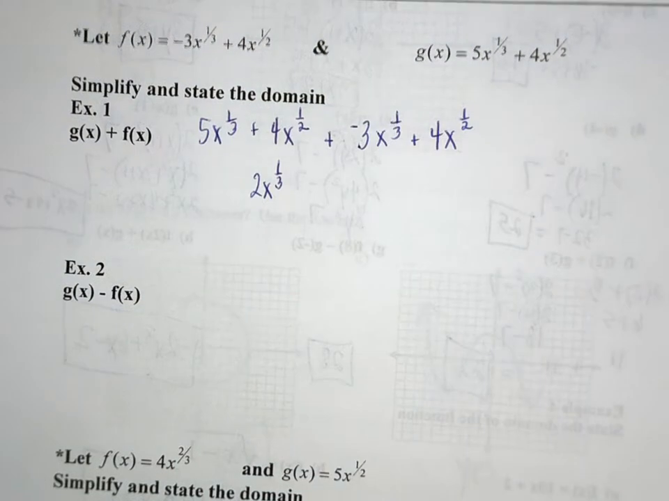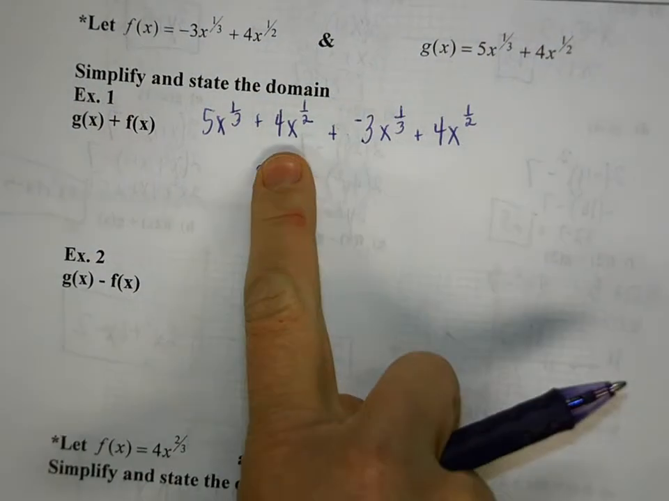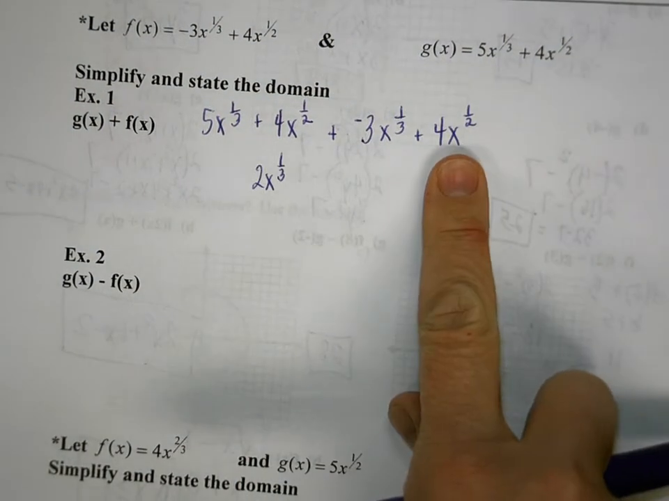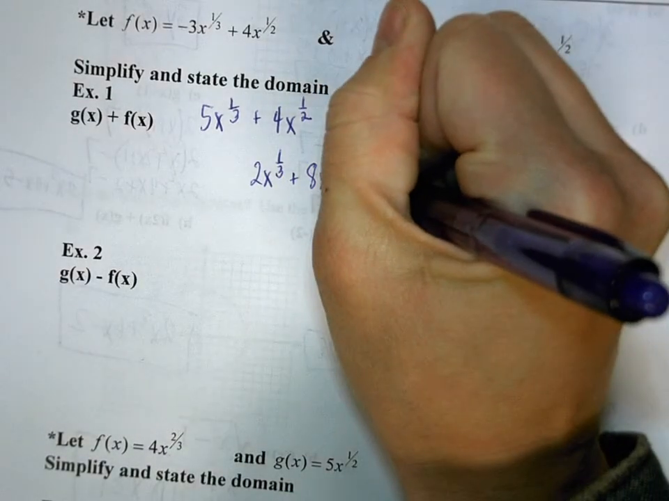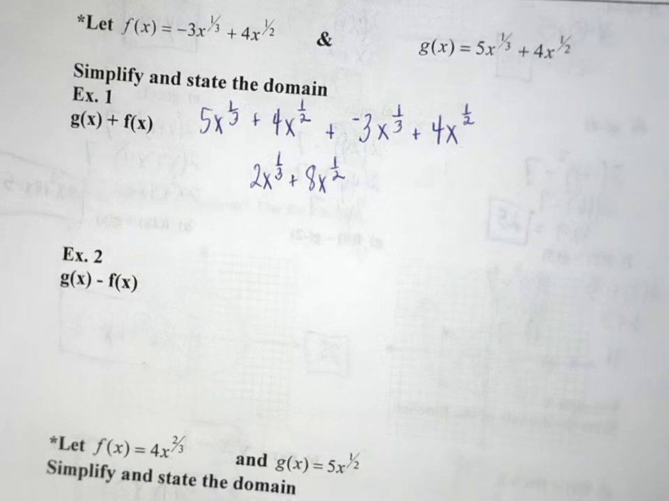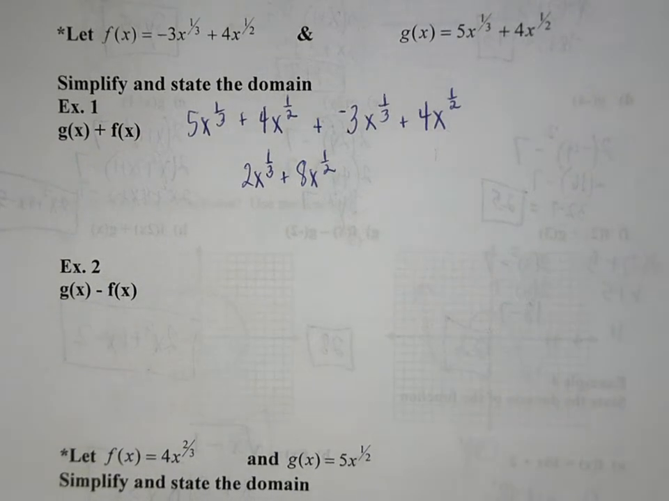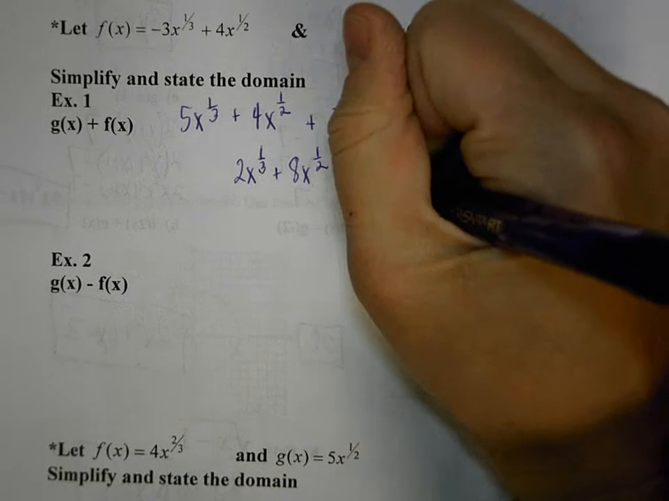We keep that part the same. And then 4x to the 1/2 and 4x to the 1/2 will make 8x to the 1/2. Okay, so we did the first part. They asked us to simplify. So it is simplified. And then they asked us to state the domain.